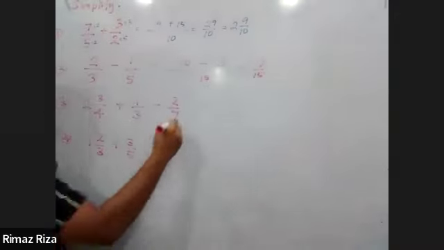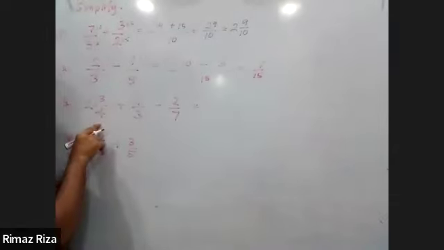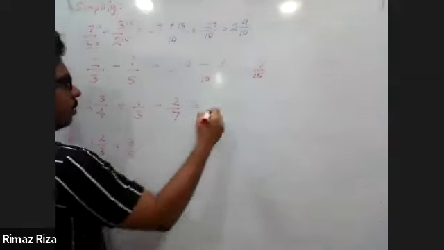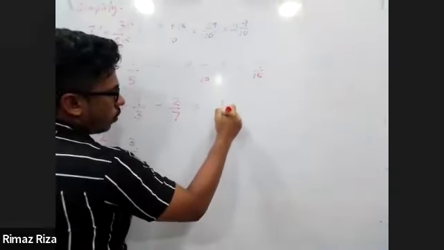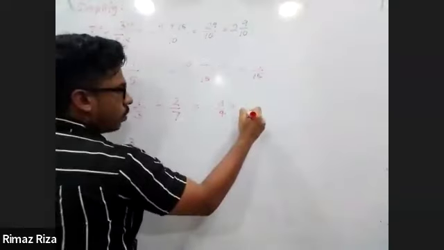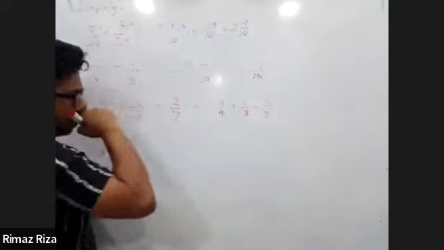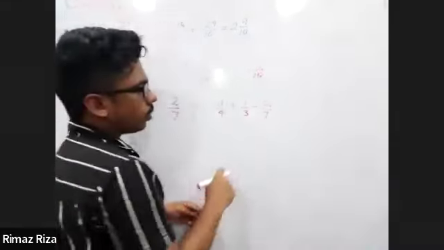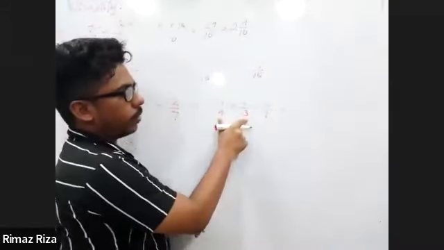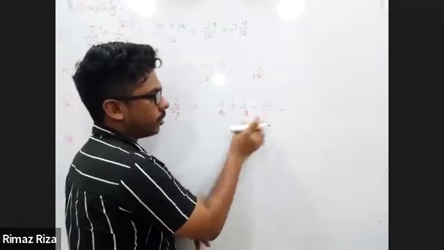So, the next question, question number 3. First, we had to convert this mixed number to an improper fraction. So, 4 into 2, 8. 8 plus 3 is 11. So 11 over 4 plus 1 over 3 minus 2 over 7. So the LCM of 4 and 3 is 12. Then we want to find the LCM of 4, 3 and 7.